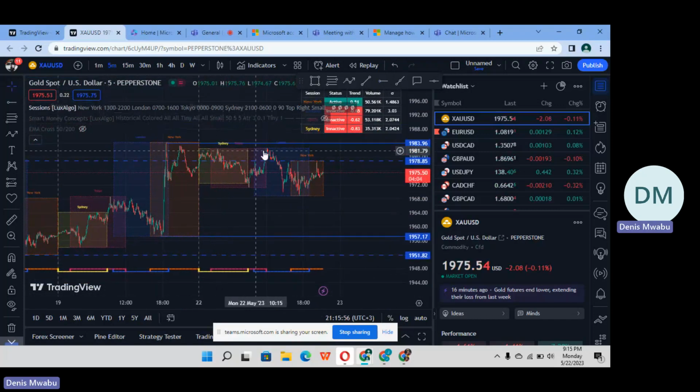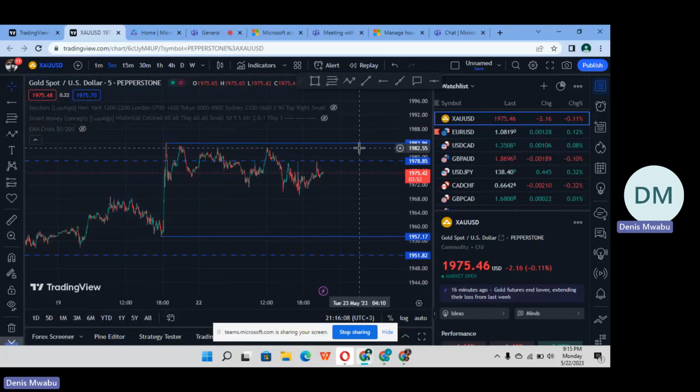So remember, we were looking to take a trade during this New York session here. So I waited for London to give me a move, and I was waiting for the New York session to take the trade. So after drawing, I switch off my indicator.